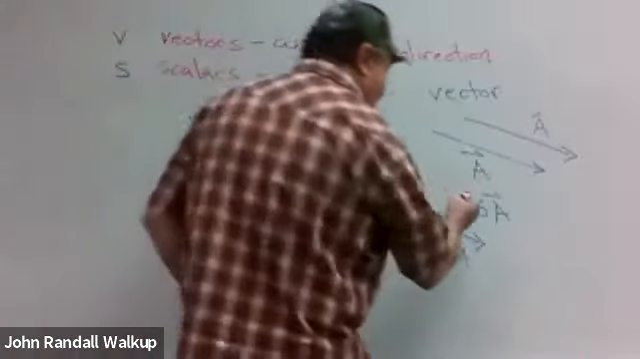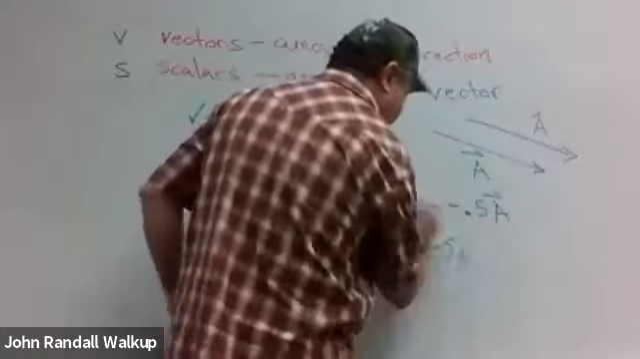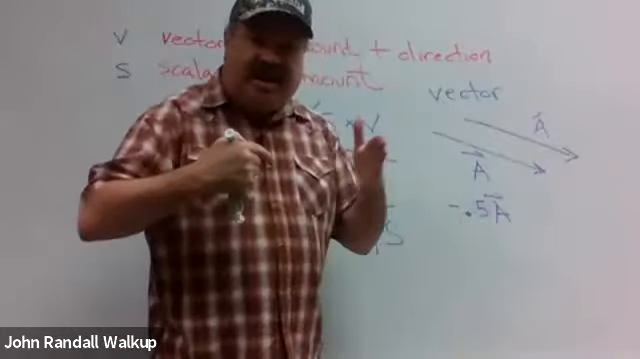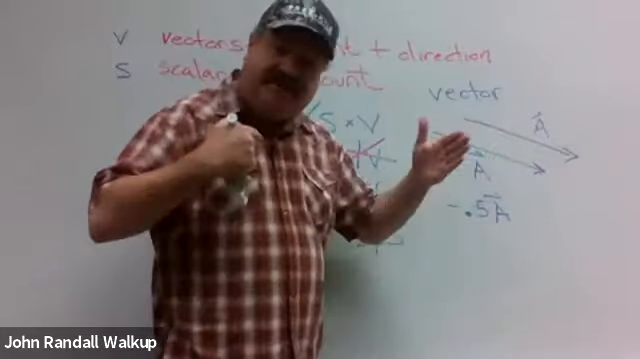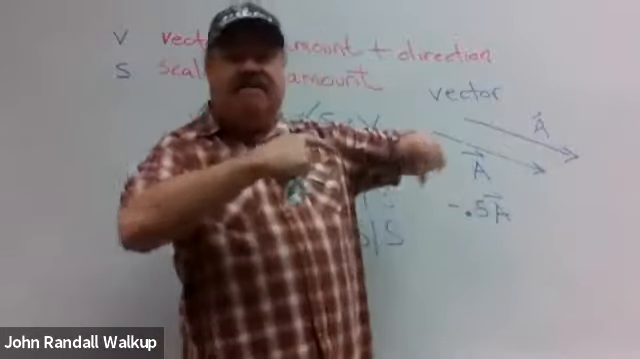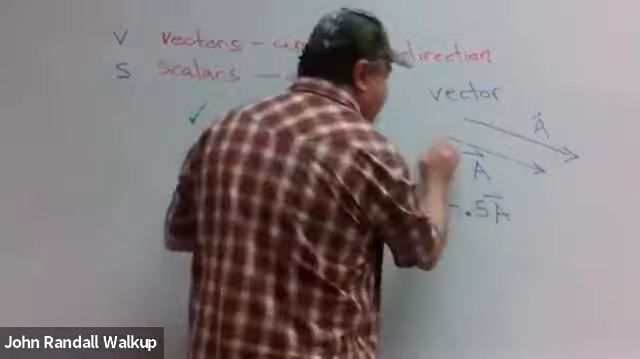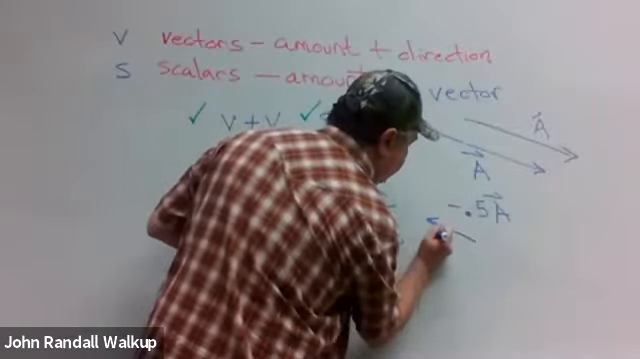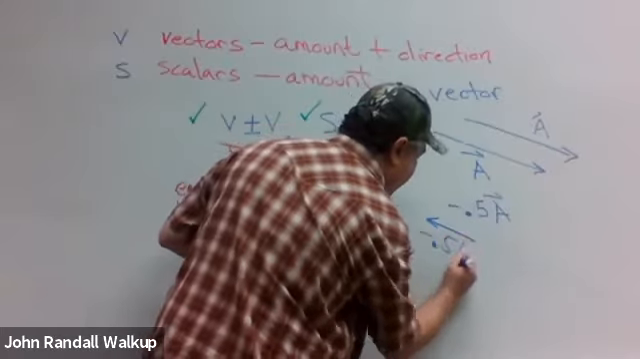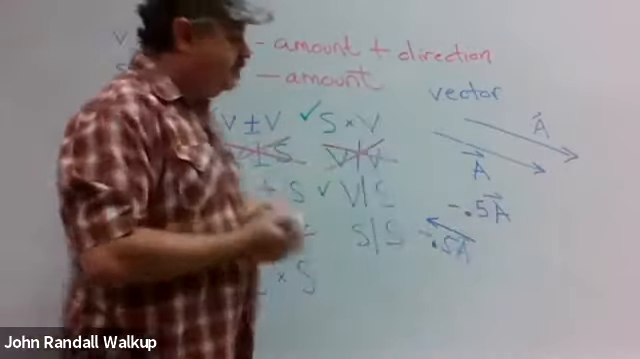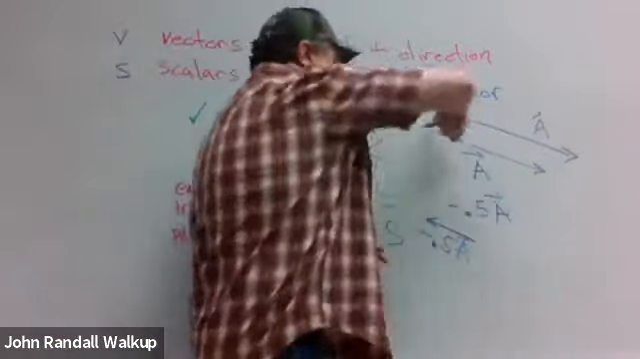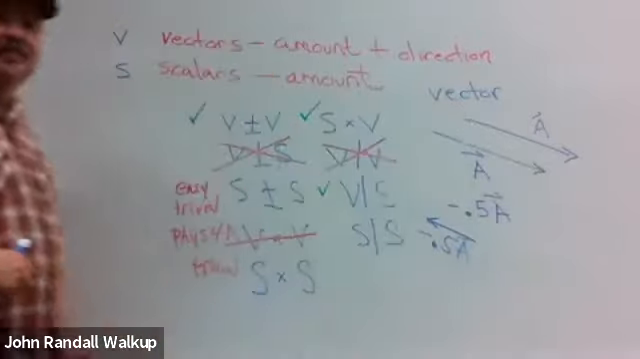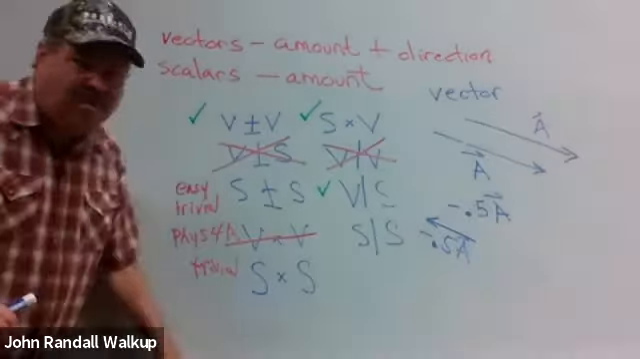If I multiply by negative 0.5, however, the 0.5 shrinks the vector by a half, and the negative flips it in the other direction. So if this is A, then 0.5A might look something like this. Negative 0.5A would look like that. Shrink it by a half, flip. The negative sign flips the arrow in the opposite direction. And it's going to be really important to remember that.